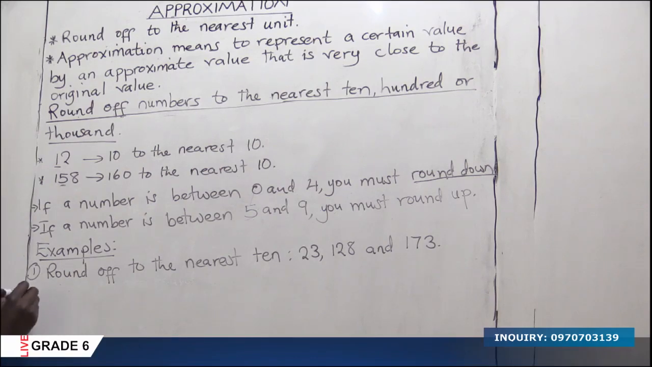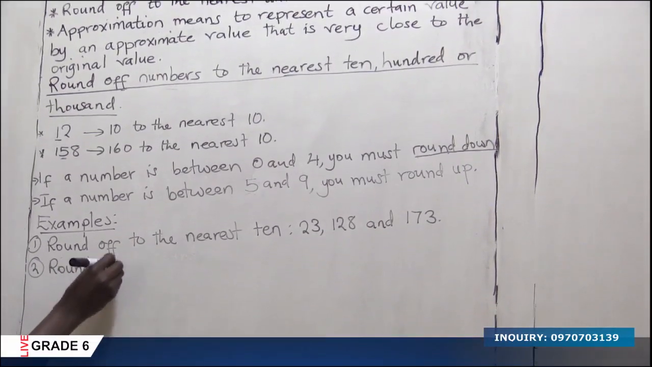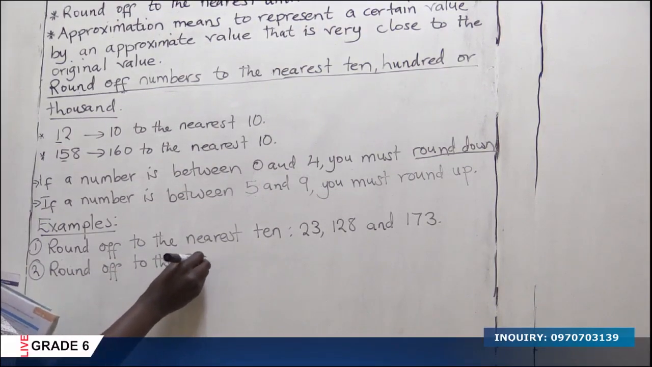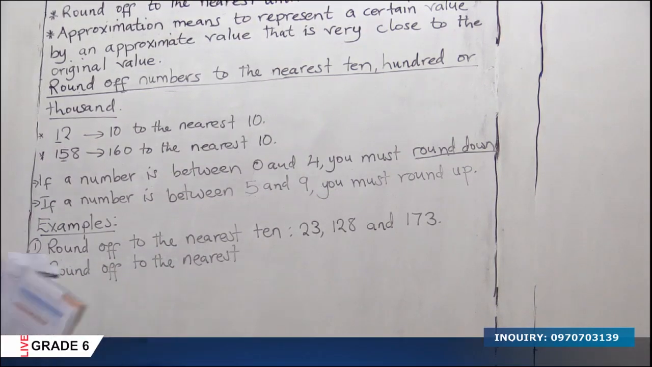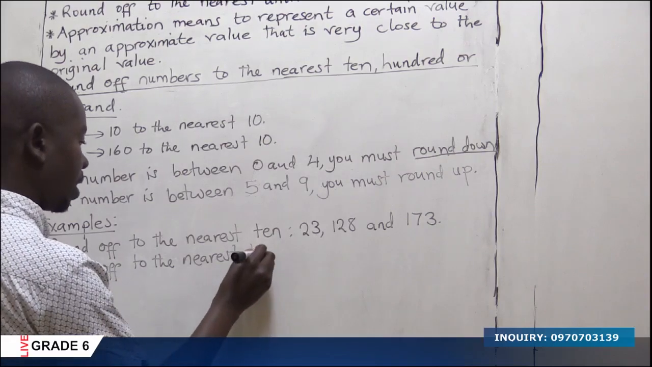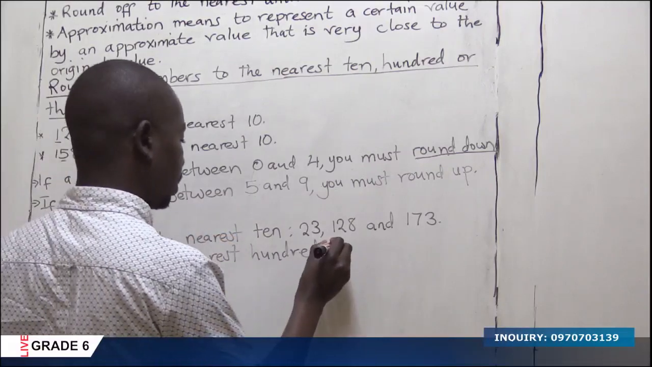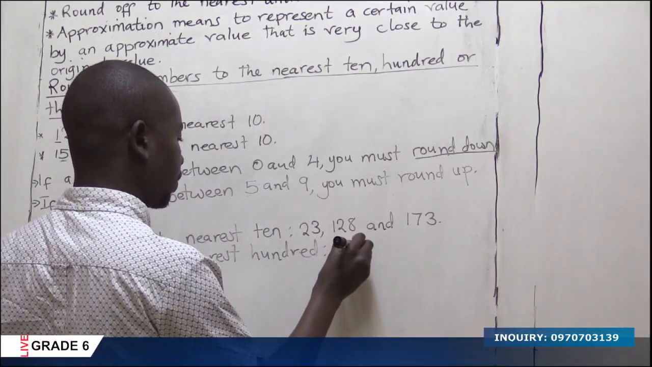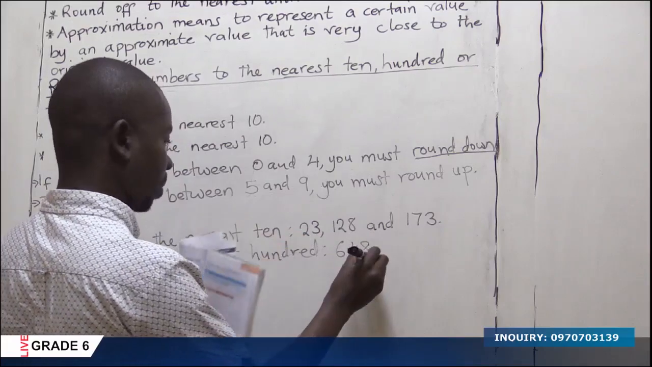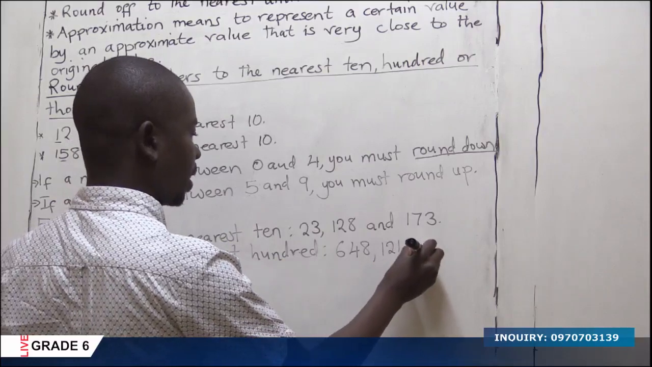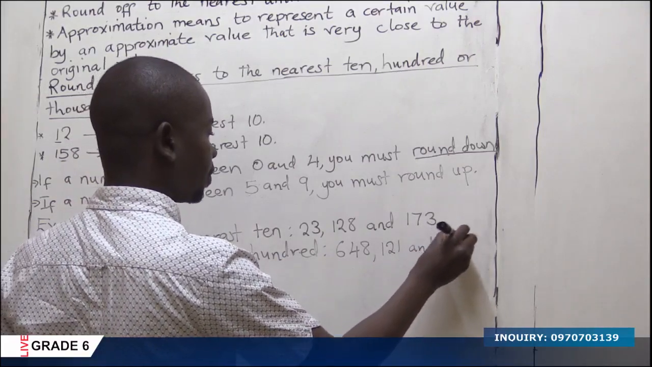Number 2, round off to the nearest 100. So we've got 648, 121, and 250.